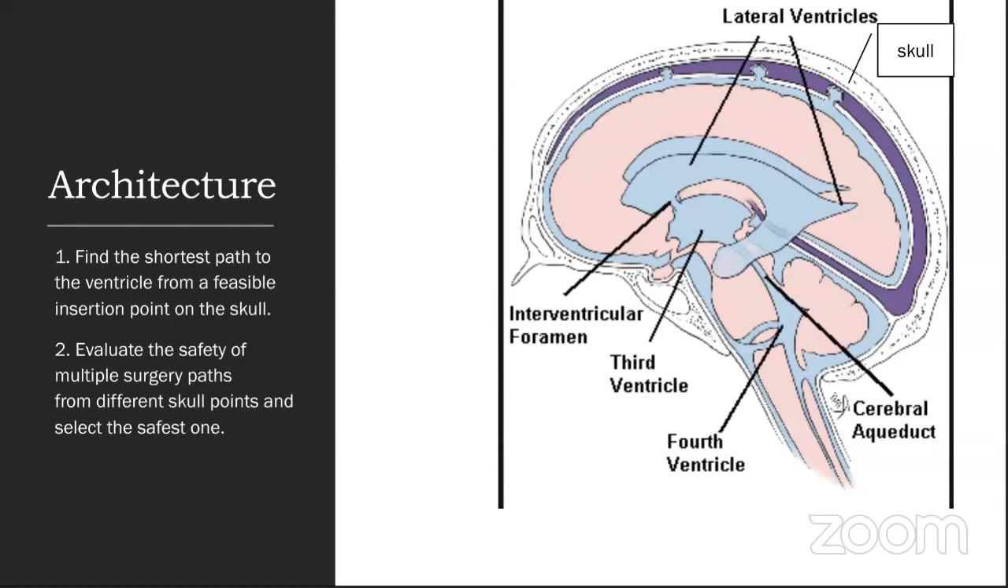Okay, our code is mainly two parts. The first is to find the shortest path between a point on the skull and a point on the ventricle. The second part is to evaluate the score, or the safety, for those paths we choose and then get the optimal solution. Can we move to the next page, please?